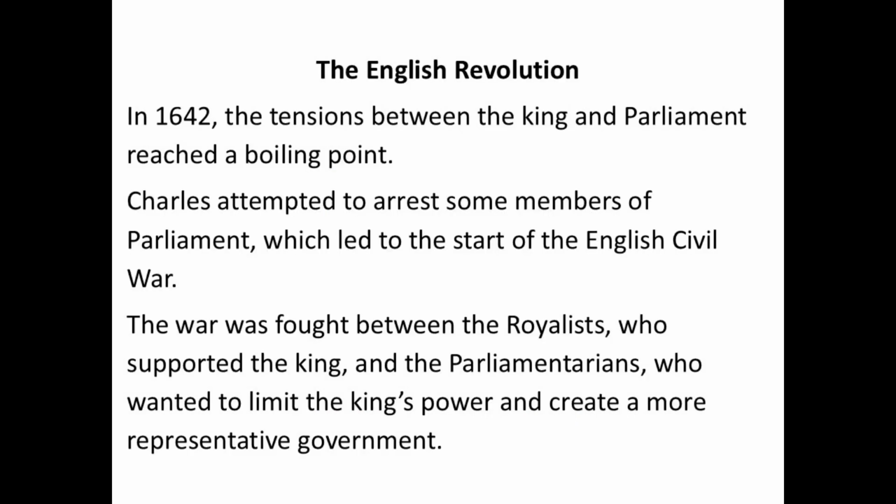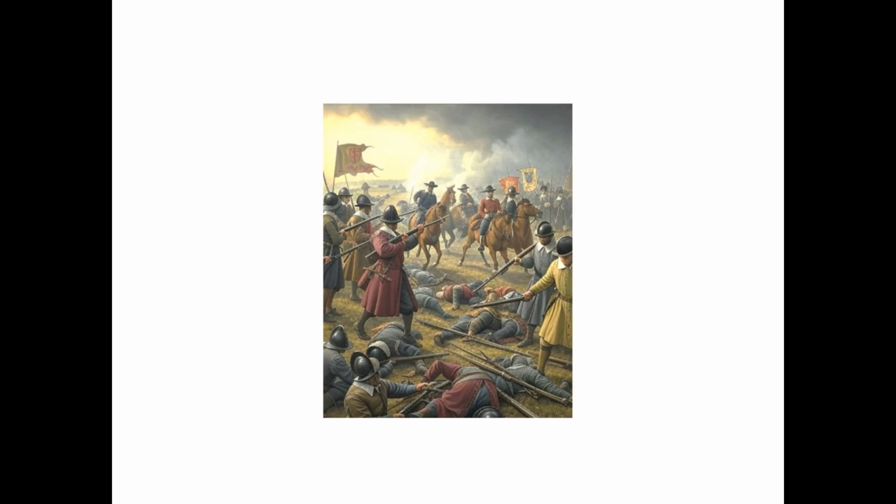The English Revolution. In 1642, the tensions between the king and Parliament reached a boiling point. Charles attempted to arrest some members of Parliament, which led to the start of the English Civil War. The war was fought between the Royalists, who supported the king, and the parliamentarians, who wanted to limit the king's power and create a more representative government.